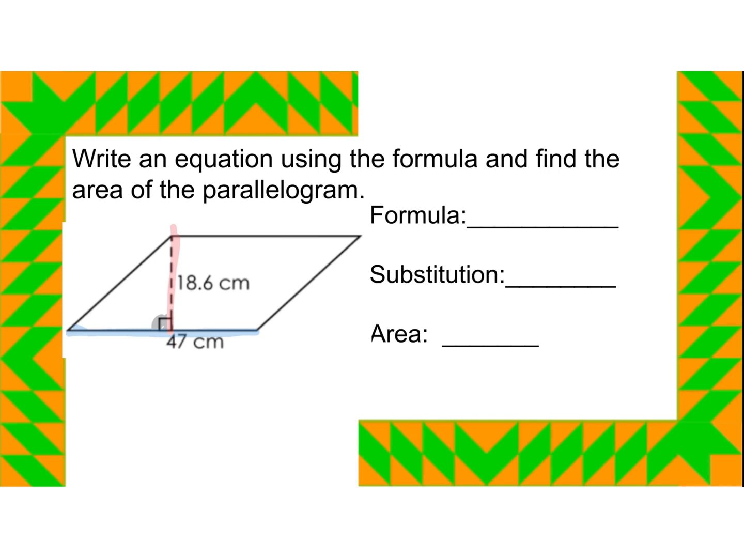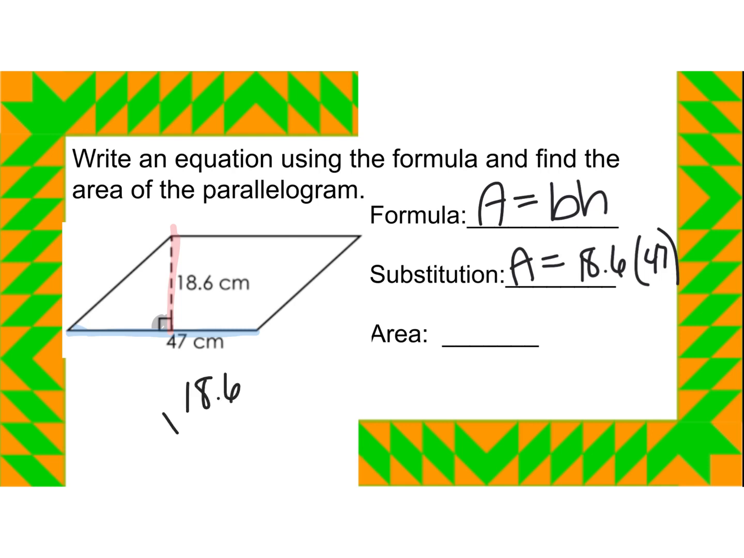So in this case, all you have to do is just find that. So the formula would be area equals base times height. So in substitution, all you're doing is still writing area equals, and you're going to put 18.6 times 47. And all you have to do is multiply it. So 18.6 times 47.